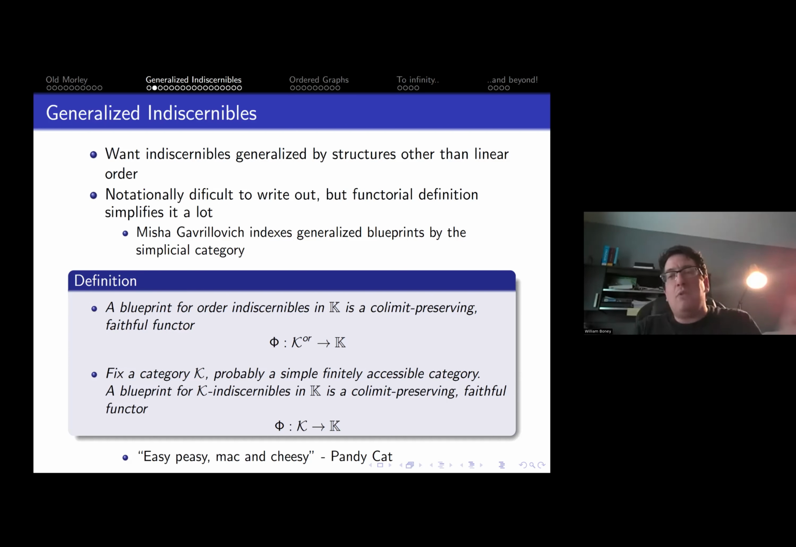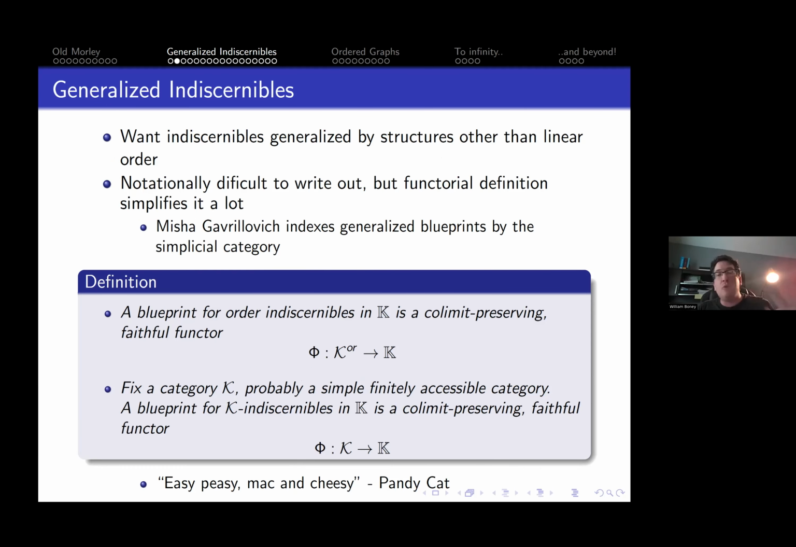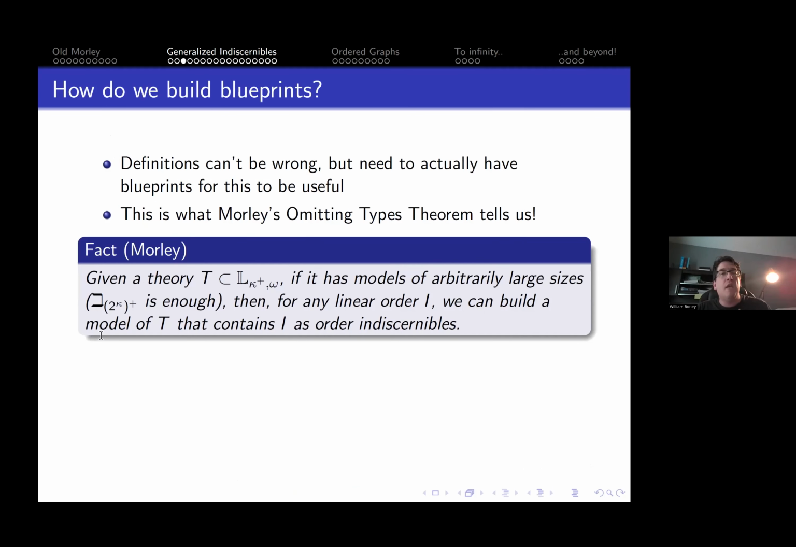But category theory lets us make this really nice, slick definition of what it is to be a blueprint for generalized indiscernibles. One phrase Rami said to me once that I've always remembered, I'm really picking on him, maybe since he's in the audience, is that definitions can't be wrong. But to be useful, it's nice to actually have examples of when you can build these directed colimit preserving faithful functors.